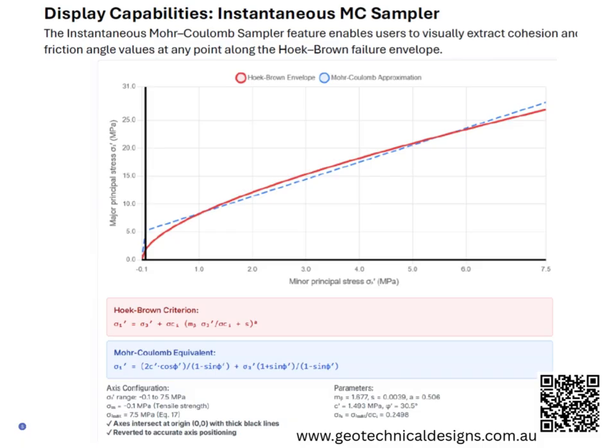Other display capabilities of this calculator are: it shows instantaneous failure envelopes of Mohr-Coulomb and Hoek and Brown with their equations and other calculation results. This calculator also has the capability of providing bulk calculations of 50 different scenarios, which is shown in the next slide.